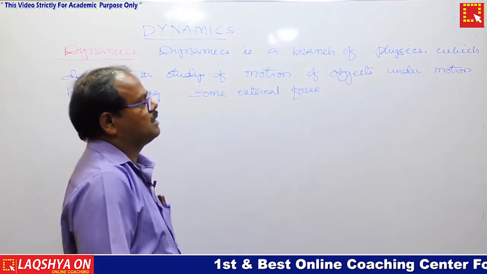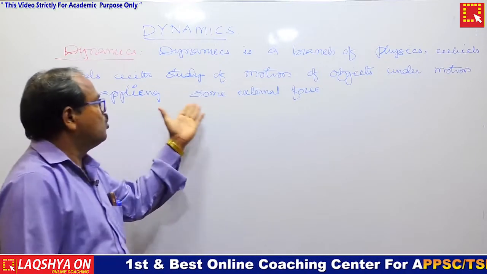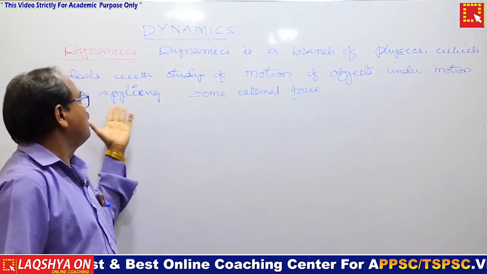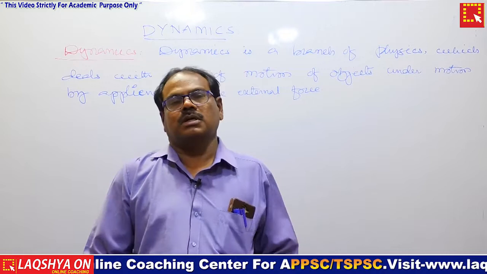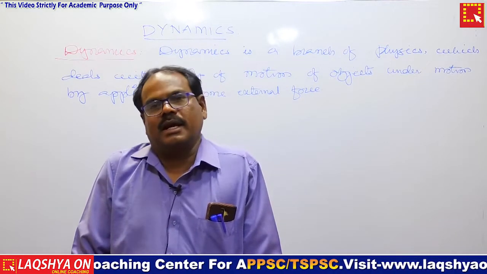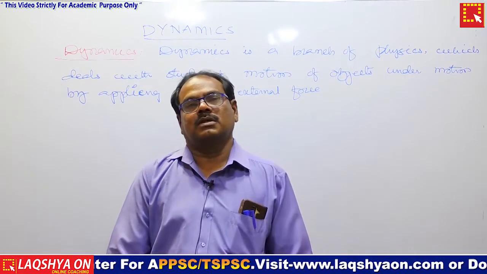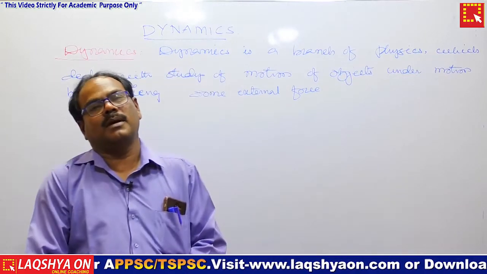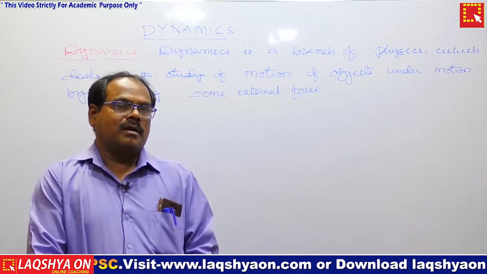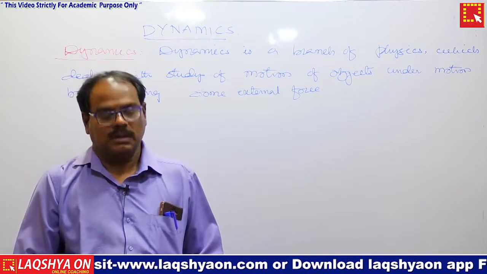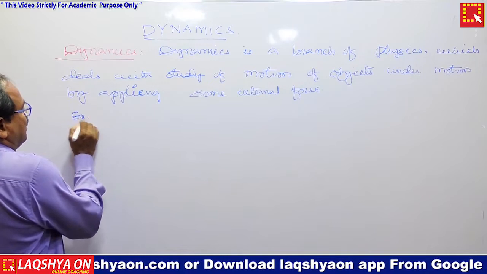Kinematics is also a branch of physics. If any object is under motion by applying some external force, the study of the motion of the object will come under dynamics. So dynamics is a branch of physics which deals with the study of motion of objects by applying some external force. Example, then, for kinematics.